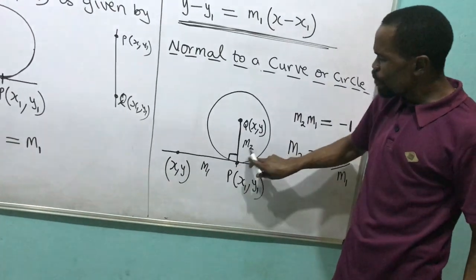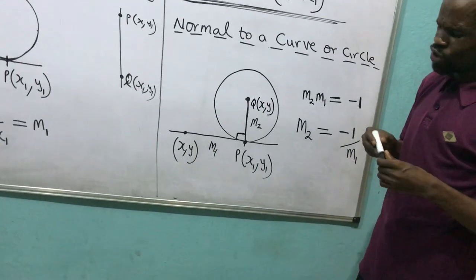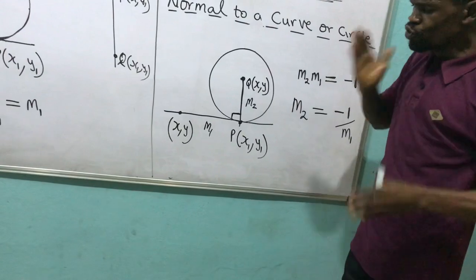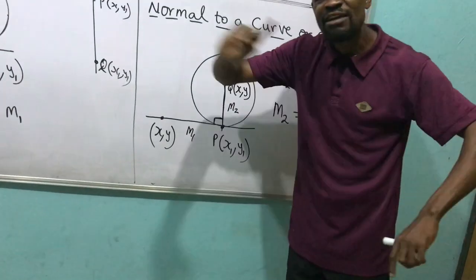So these two slopes multiplying themselves, the answer is -1. That's the condition for what? Perpendicular lines. Two perpendicular lines. The product of the slopes of two perpendicular lines gives me -1.